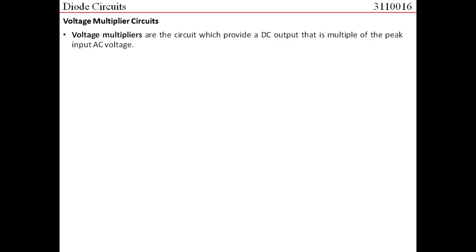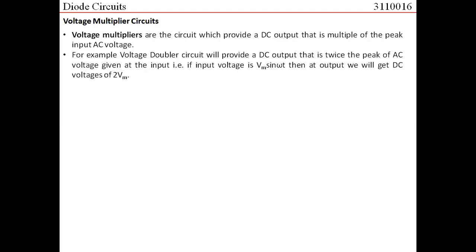To simplify, let me give you an example. If I say that I have a voltage doubler circuit, this is one type of voltage multiplier. The word doubler means double. So a voltage doubler circuit will provide a DC output that is twice the peak of the AC input voltage that we give. That is, if the input voltage is Vm sin omega t, the output voltage would be equal to 2 Vm and this would be DC.